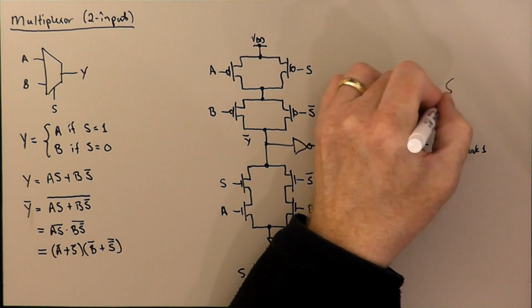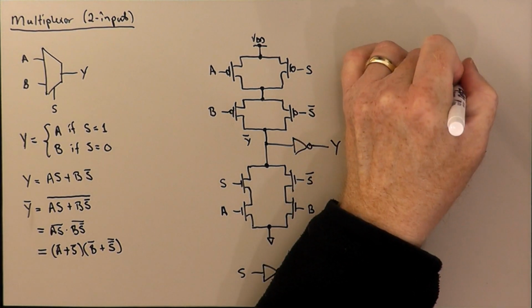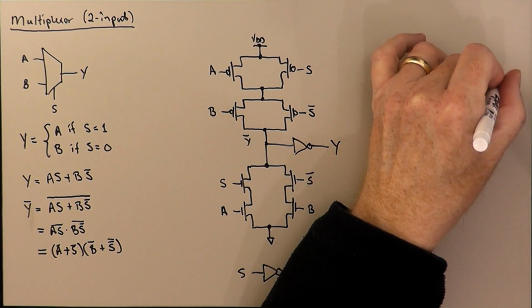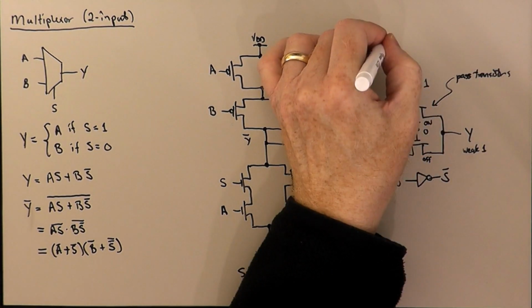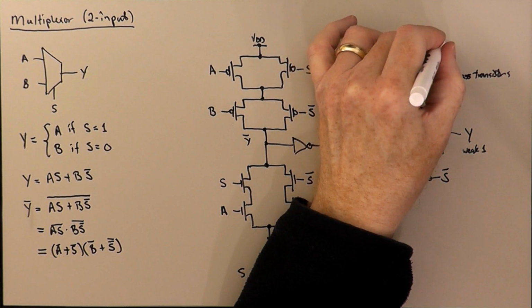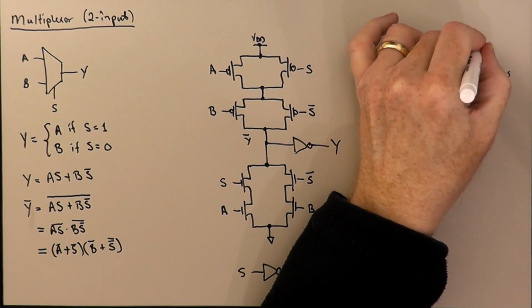These are, by the way, called pass transistors. And this style of logic is called pass transistor logic.